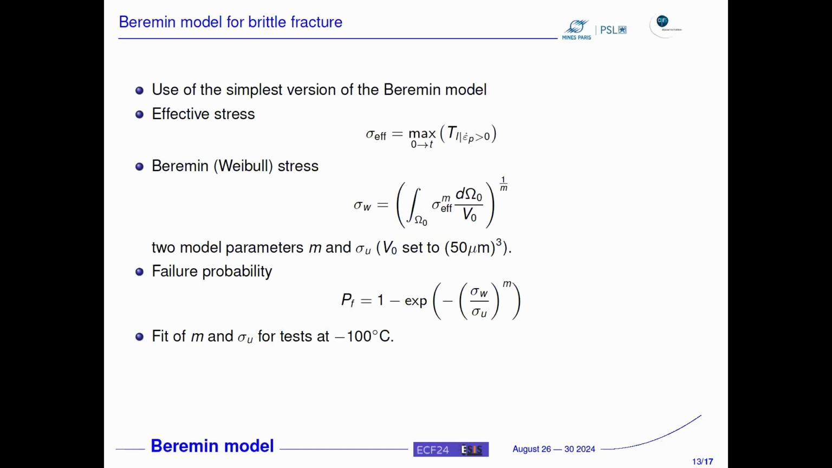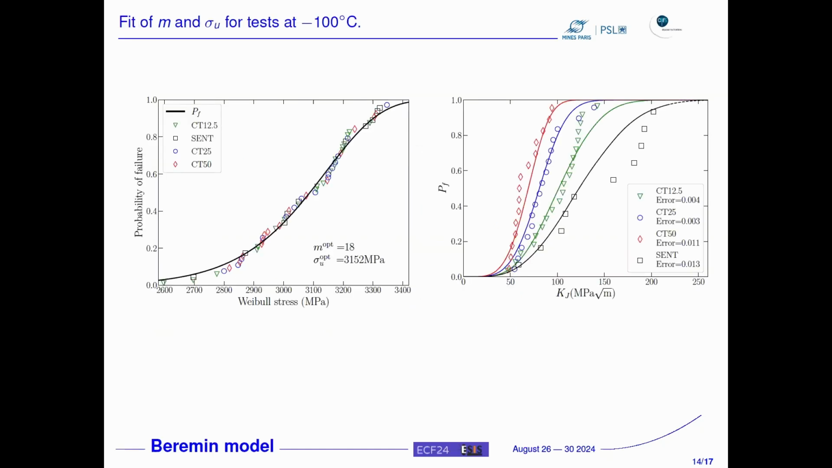You take this integral and compute the failure probability by introducing this sigma u, which basically represents the failure stress at a given temperature. Okay, and we started to do the test at -100. Why? Because that's the temperature for which we have the most specimens. So at this temperature, we fitted both m and sigma u. Here what you have is the probability of failure as a function of the Weibull stress for all specimens. So we used all specimens to do the fit.